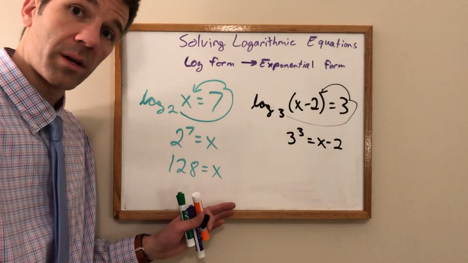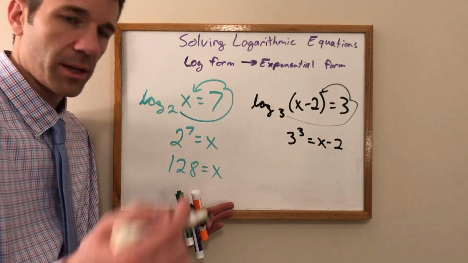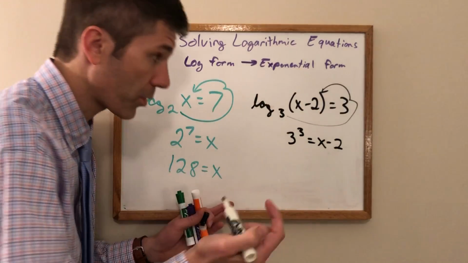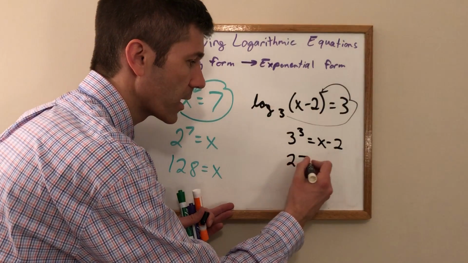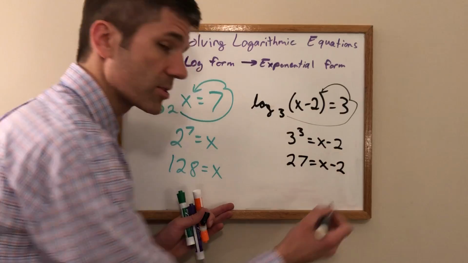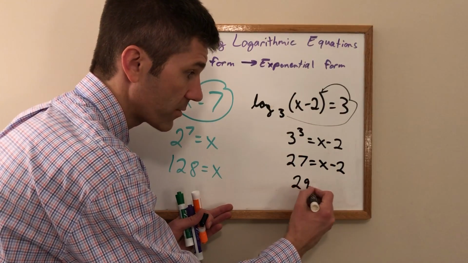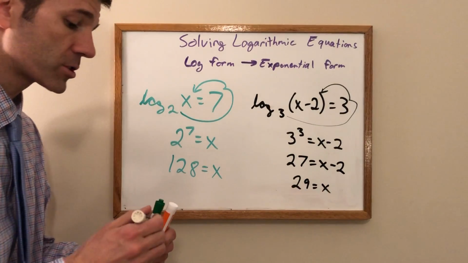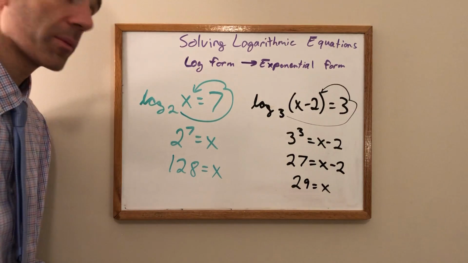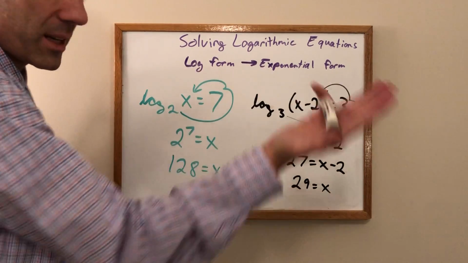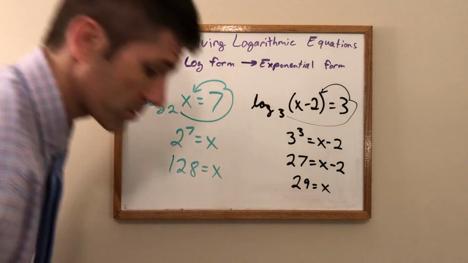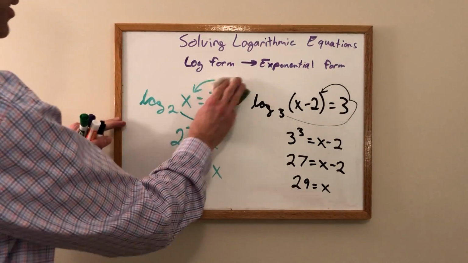And we're going to find out what 3 to the 3rd is. It's not 9. It's not 3 times 3. It's 3 times 3 times 3. There are 3 3's that we're multiplying. 27 equals x minus 2. We're going to add 2 to both sides, so we have 29. So there we go. We've gotten the first two problems out of the way. And with those first two problems, we've done the biggest step that we need to do, turn it from a log to an exponent.